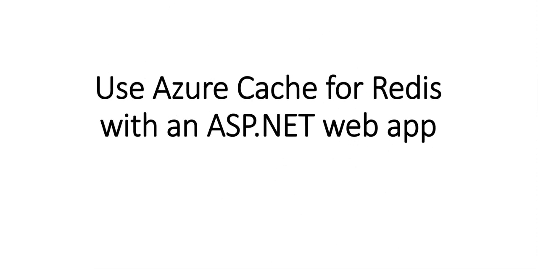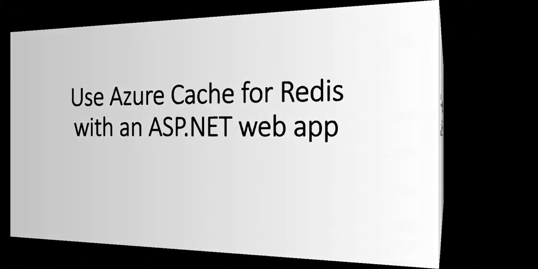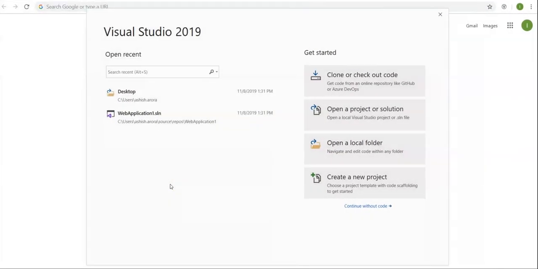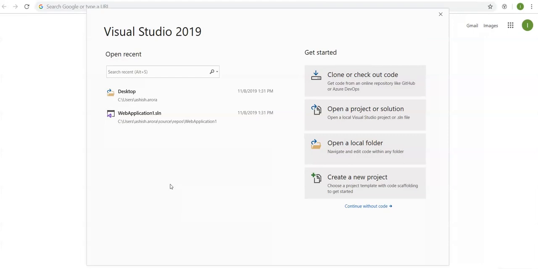In this video, we will see how to use Azure Cache for Redis with an ASP.NET web app. You need an Azure subscription, and you need Visual Studio to do this. If you don't have any of these, get one and then proceed further. Let me just quickly log on to the portal and take it from there. For this, you have to launch Visual Studio. I have launched my Visual Studio 2019.